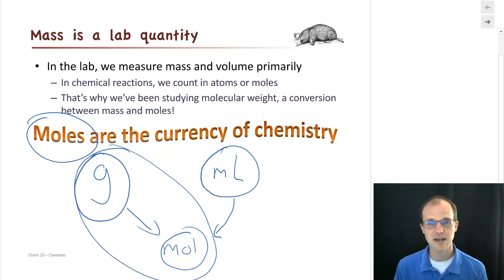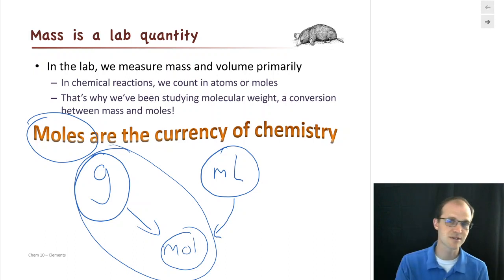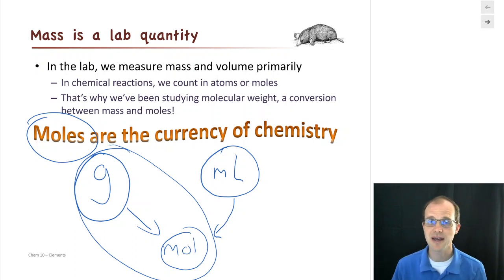How do we get from grams to moles? Well, we need something that has units of grams and units of moles. And what is that? That's molar mass. And you remember we get that from the periodic table.